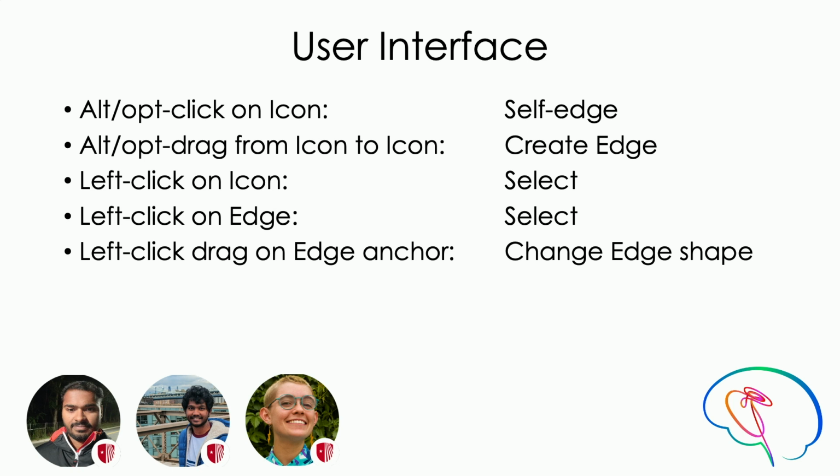So the user interface in general, if you have icons on the screen, the way to get edges is by Alt or Option. If you click on an icon with Alt, then you get a self-interaction, right? So you get essentially an arrow that points to the same icon. And if you do Alt drag, you create an edge from one icon to the other. Left click on icon is select, left click on edge is select, and left click drag on edge anchor changes the shape so you can move around the edges. And I will show this.